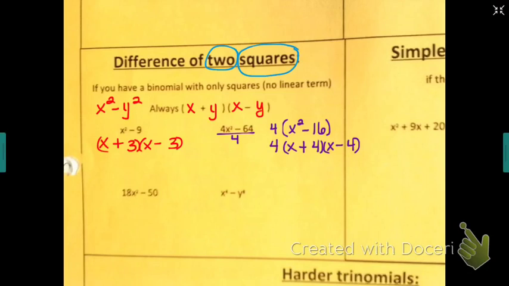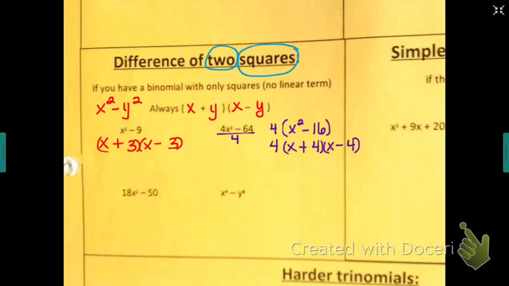If you would have factored it at the beginning, you would have got 2x minus 8 and 2x plus 8, but then you'd have to take out the 2's on each of those, and that gets weird. Okay? Any questions? All right, let's look at the next one.